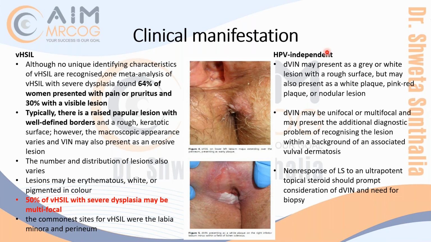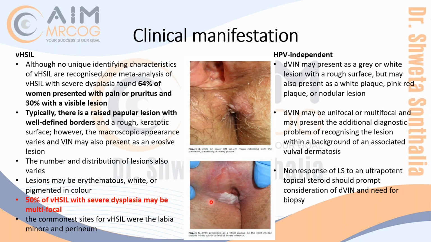Now, if we talk about the HPV independent one, which is seen in the background of lichen sclerosis, you can appreciate in this picture that the anatomy has been lost, the clitoris has been lost, it all got fused. The labia minora and majora have lost the anatomic configuration, and the labia have fused, and there is atrophy. You can appreciate the lichen sclerosis in the background, and you can see this lesion of differentiated type of VIN.